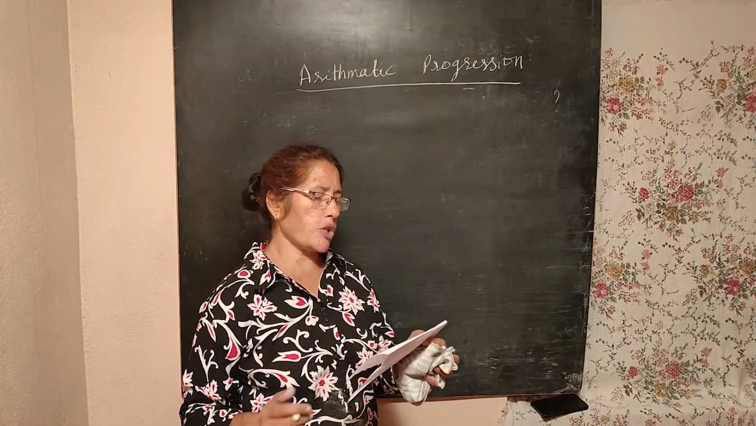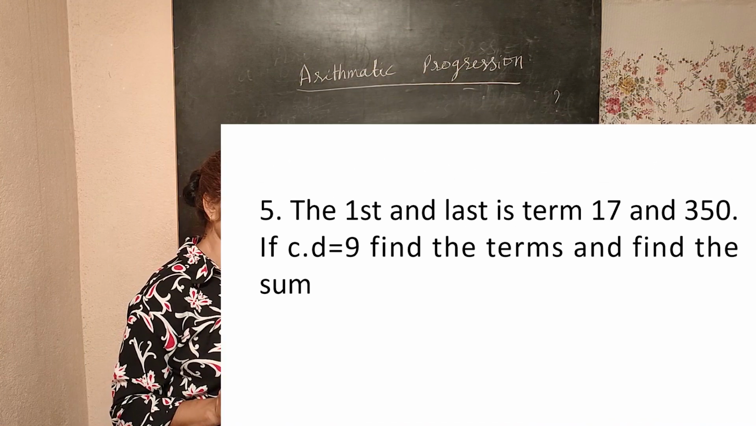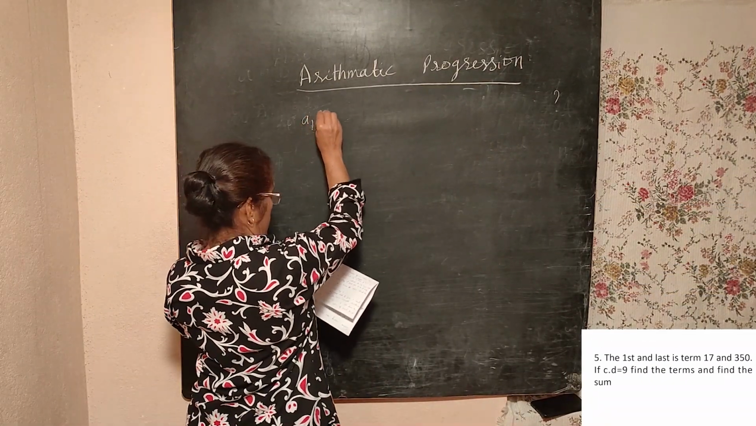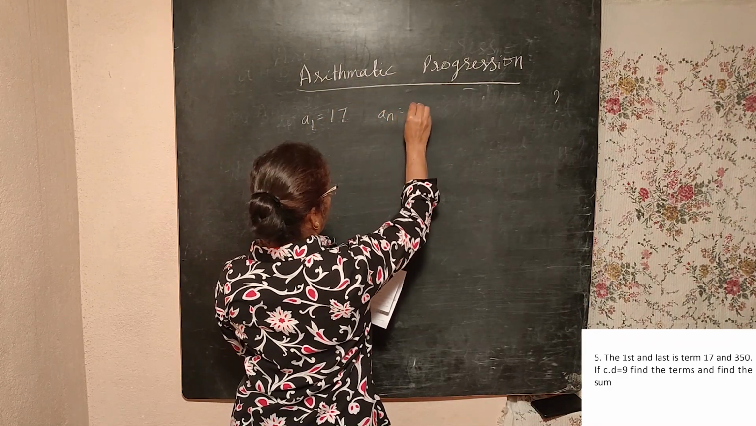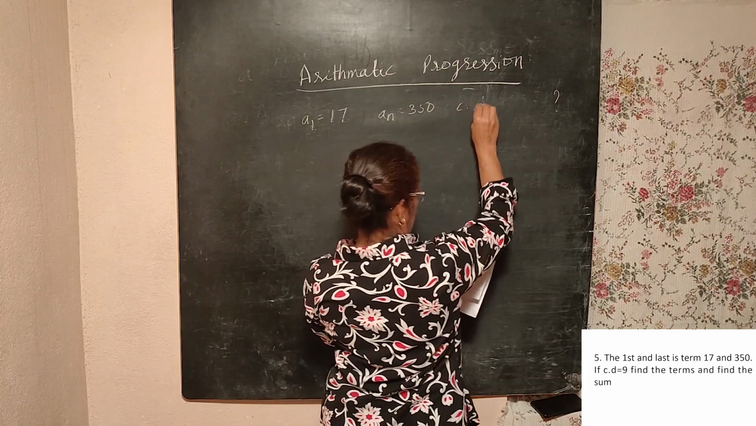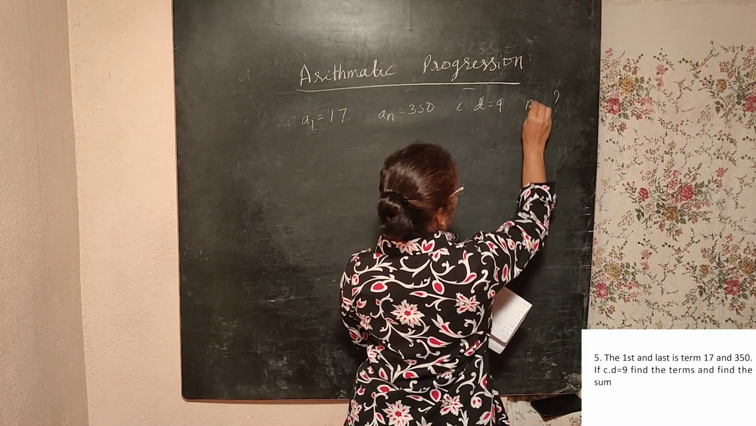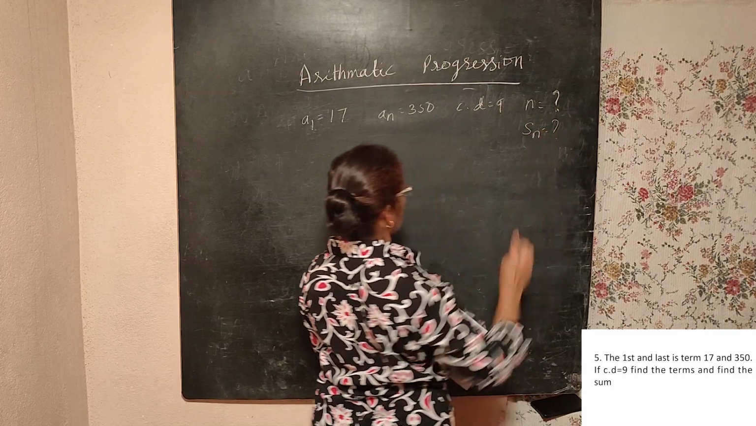Next, let me solve one more problem. The first and the last term are 17 and 350 respectively. If the common difference is 9, how many terms are there? And what is the sum of all these terms? The first and the last term: A1 is equal to what are they given? 17, and An = 350. Common difference is 9. How many terms are there? n is equal to how much? And Sn is equal to how much?